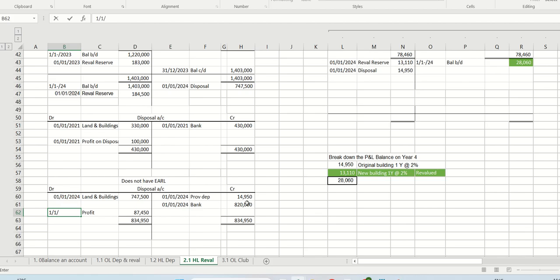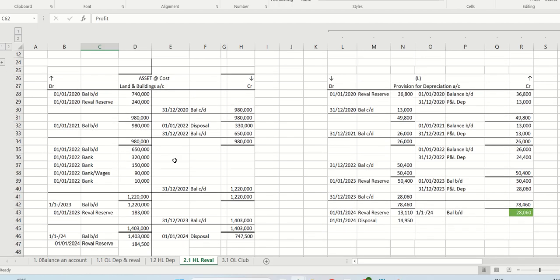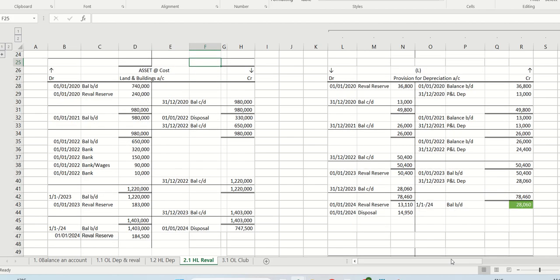You're doing great now, guys. Keep going. Stick with me. So this is our profit on disposal. Now we're ready to balance the accounts again. Okay, so we're just normal balancing. Oh, we're not. This is why we must have our steps.